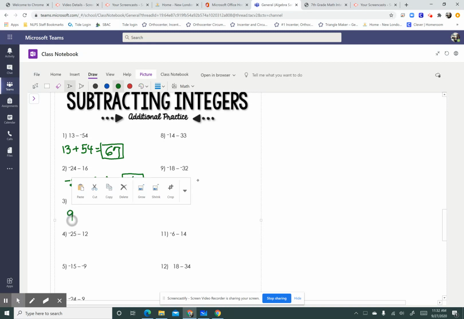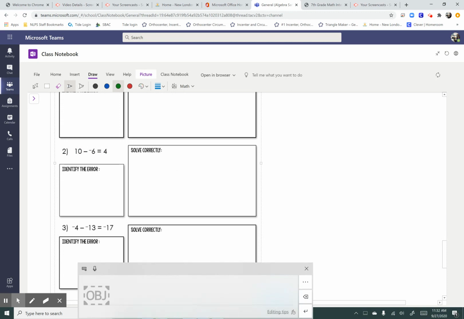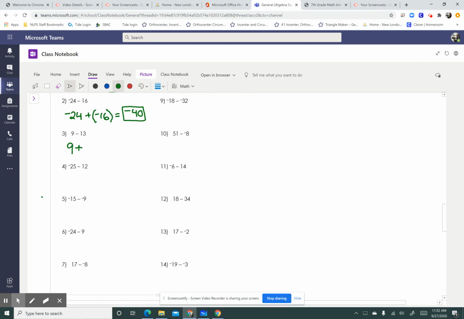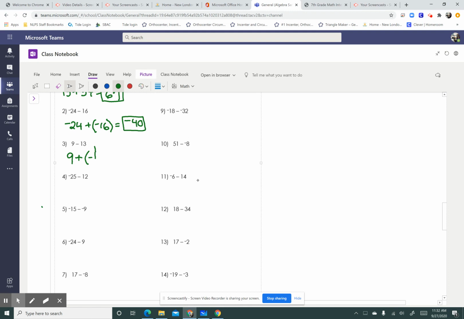Now, 9 plus, oops, let's get our page back. It says positive 13. We're going to make that a negative 13. So it's 9 minus 13, which gives us negative 6. I'm sorry, negative 4. See, even teachers make mistakes.